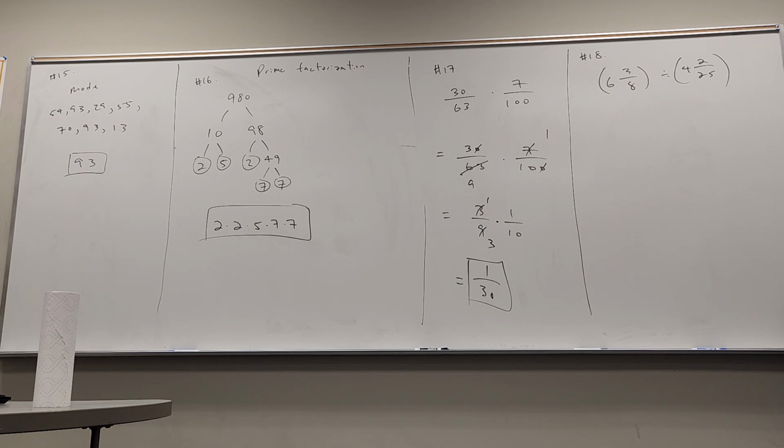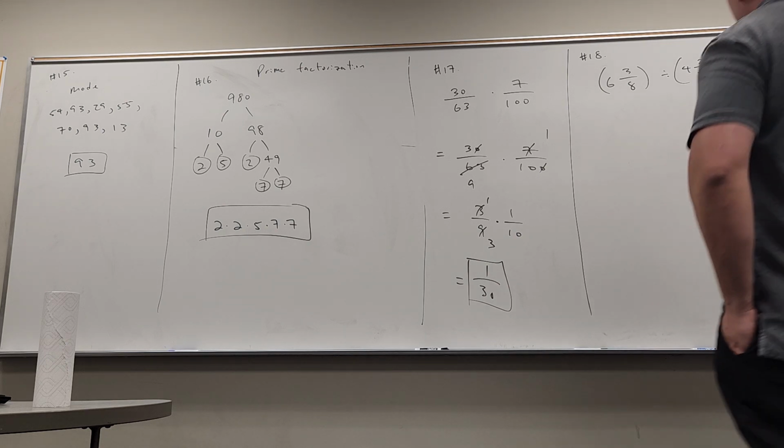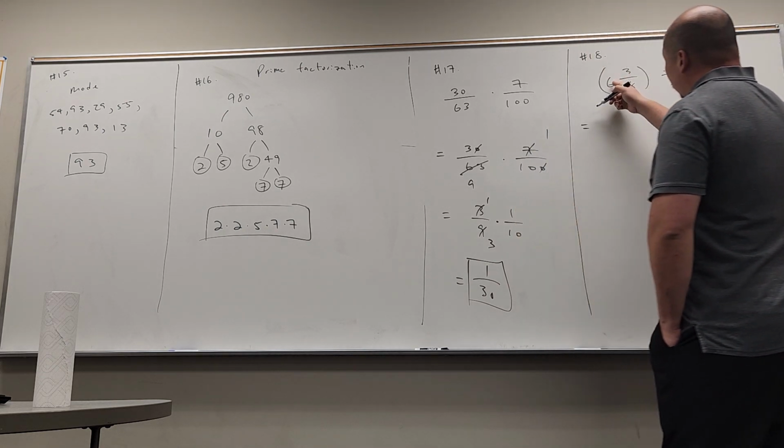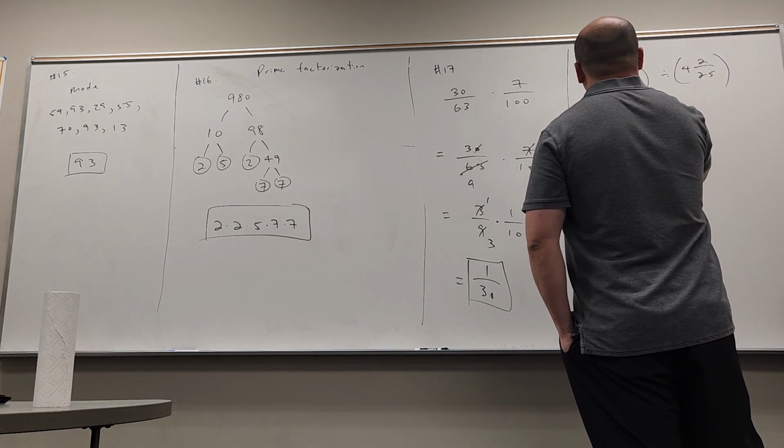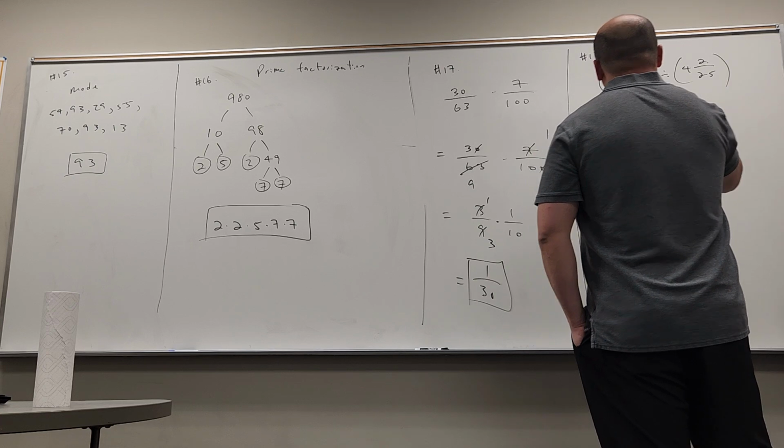So for number 18, here's a game that you gotta play. These guys, the mixed number guys, I don't know how to do it. So change everybody to just fractions. It's gonna be a whole lot easier that way. So do the multiplication, 6 times 8 is 48, right? Plus 3 is 51. So it's 51 over 8.